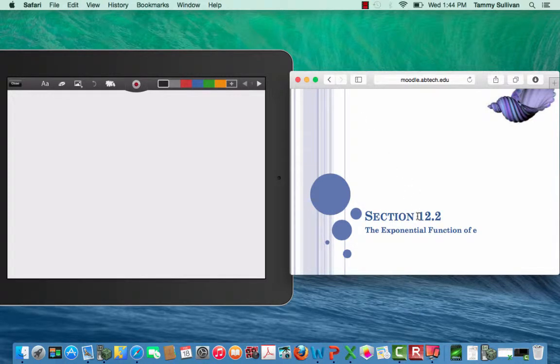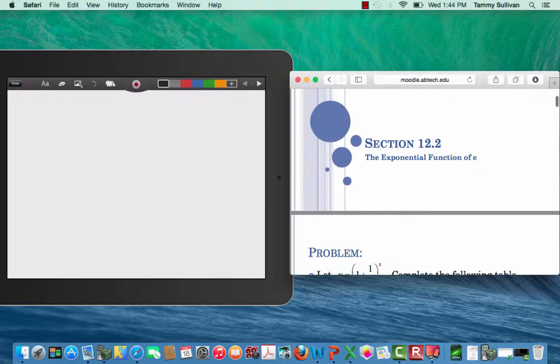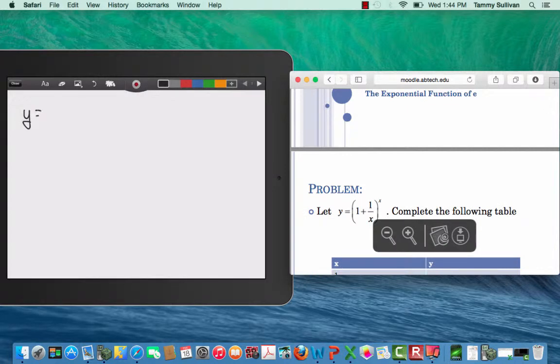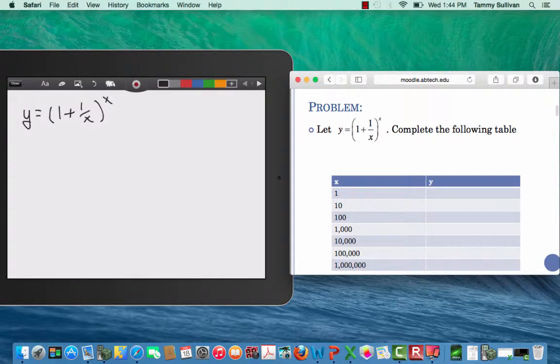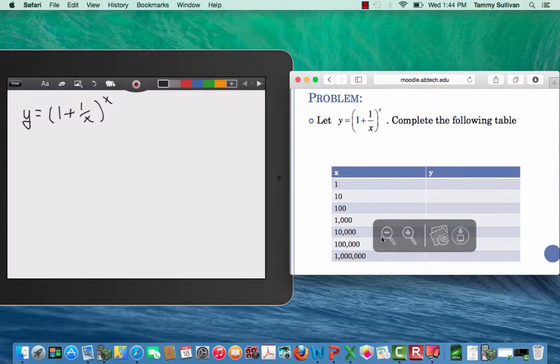I'm going to go through section 12.2 today from your textbook. So the first thing we're going to do, while we're waiting for that PowerPoint, is look at this equation right here and complete the following table. So we're going to substitute in these values for x and see what the outputs are.